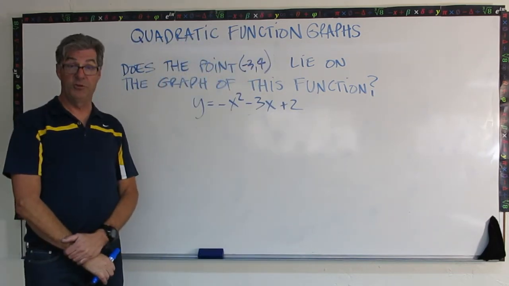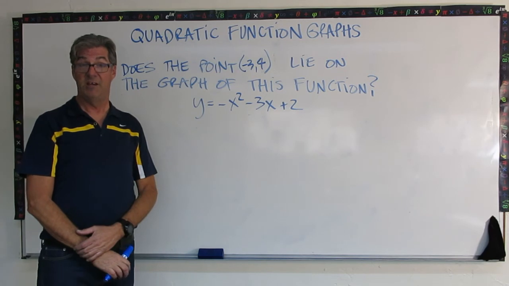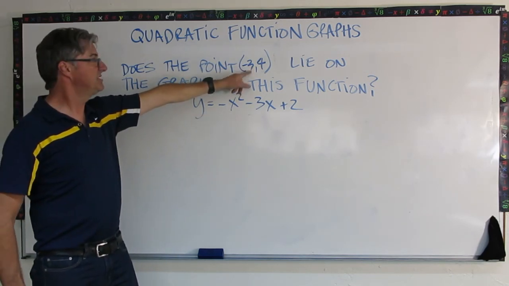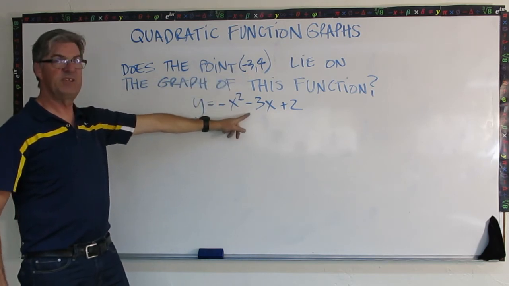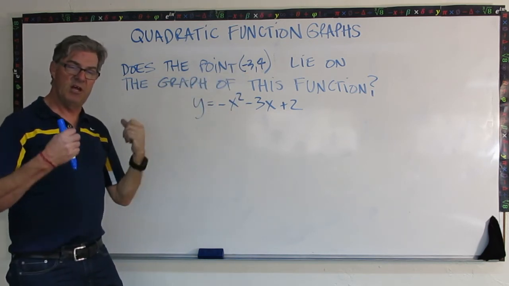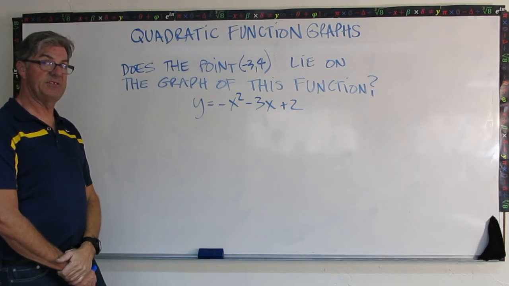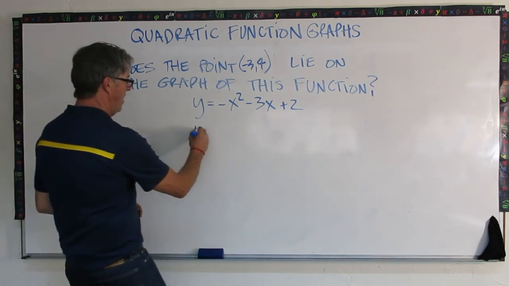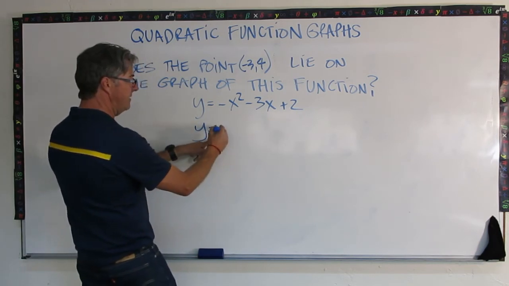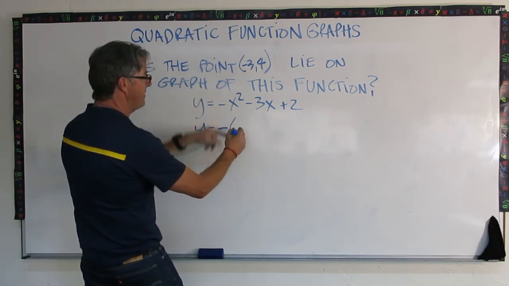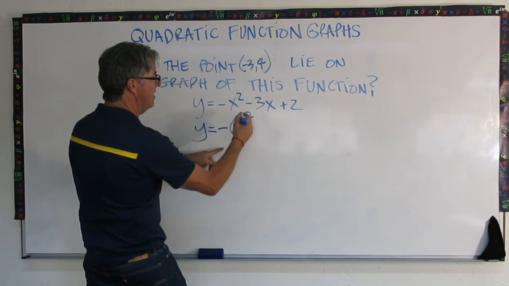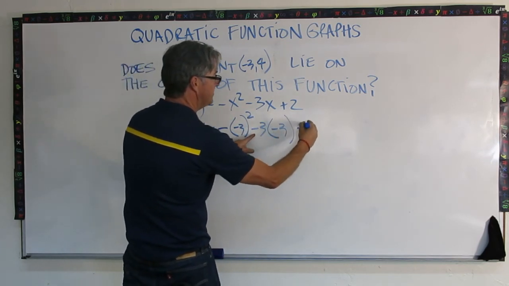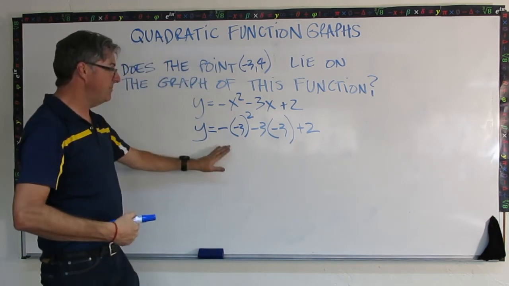Okay, I wanted to give you one to try for yourself, okay? So same function as before, new point. Does this point lie on the graph of this function? So go ahead and pause the video and work those numbers and see if you can determine the answer. Okay, let's see how you did. Y equals, I'm going to do my plug-in step. My minus is out here. Then I have my -3 squared minus 3 times -3 plus 2. Okay, so that's my plug-in step.